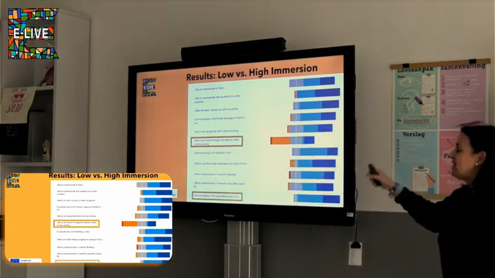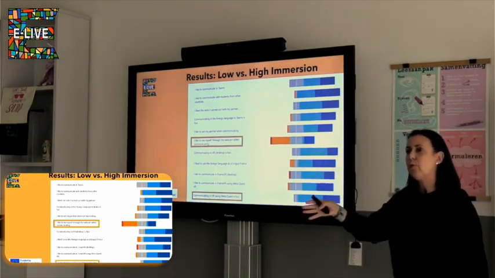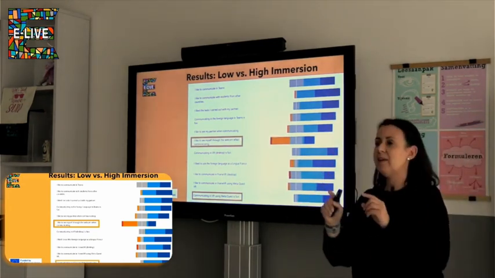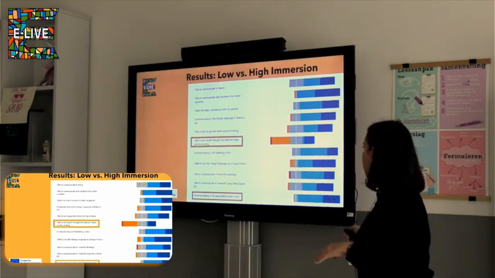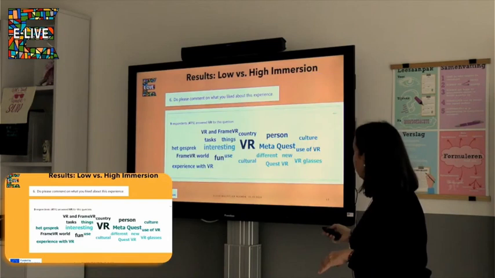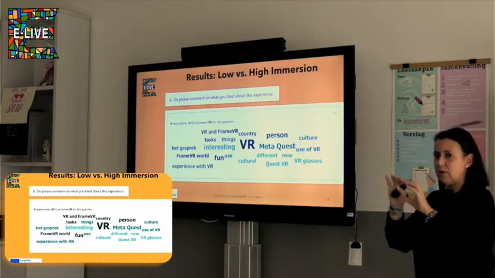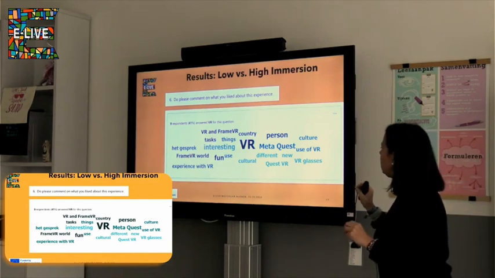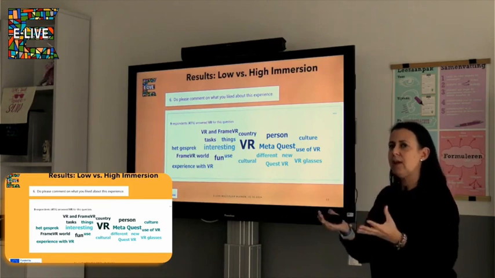Communicating in VR using MetaQuest is fun. So the one that got the best results of all of the questions is the one that they answer using the goggles. Using the goggles on Frame VR was the one that they liked the best, which for us is very, very important. We asked them to comment on the experience and to write an entry with some reflections. And as you can see, VR, MetaQuest, Frame VR, World, all of those were outstanding. Those were the words that everyone used.